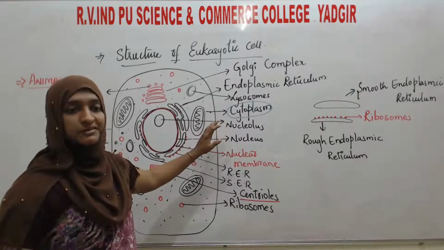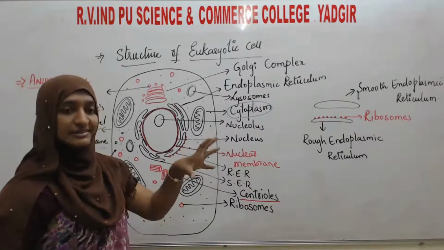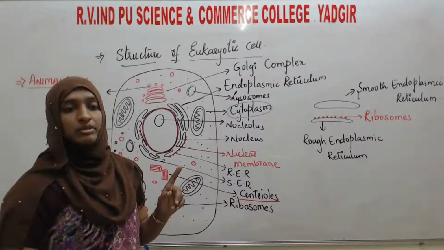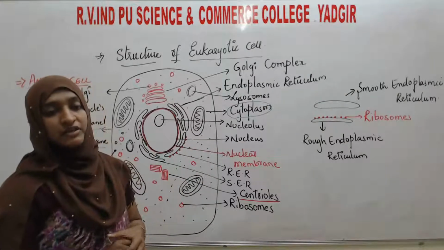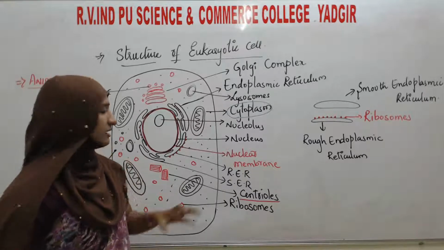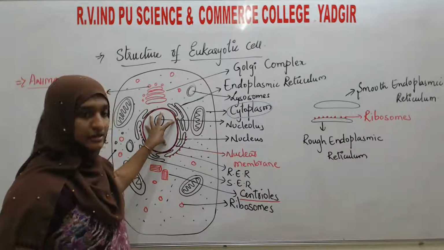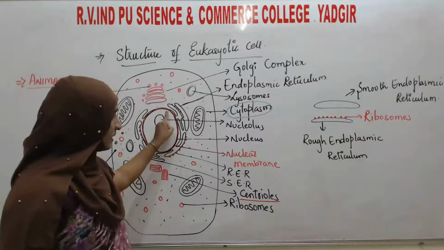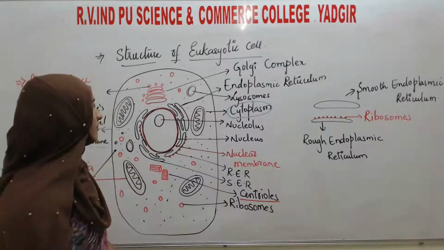Then except this one, at the center there is one membrane bound cell organelle which contains the genetic material, and that is the nucleus, which is enveloped by a membrane known as the nuclear membrane.